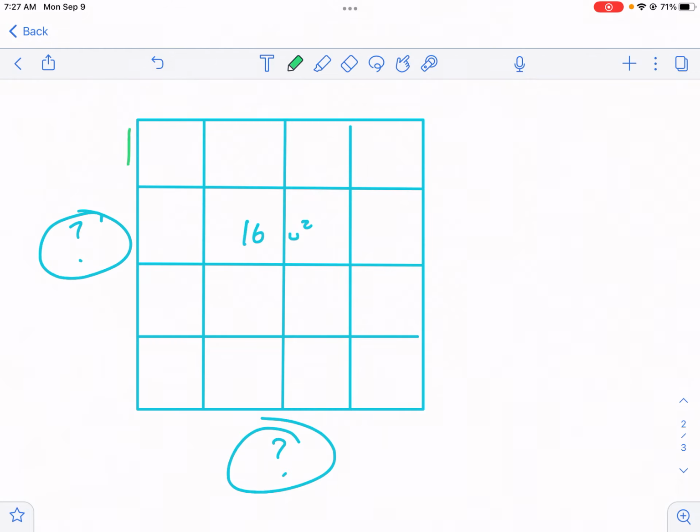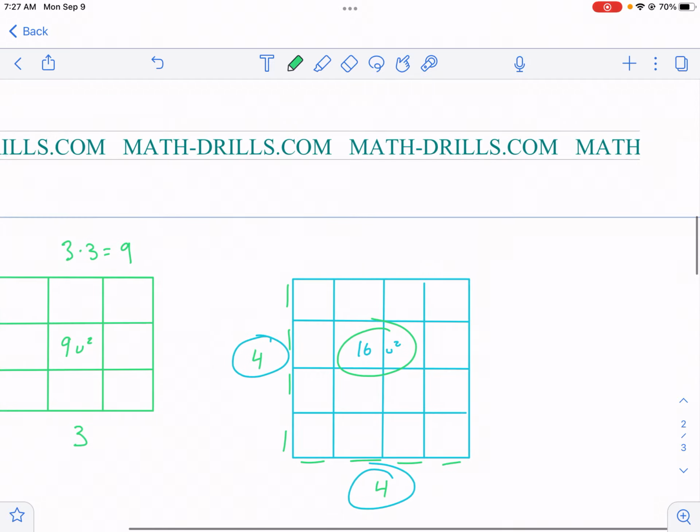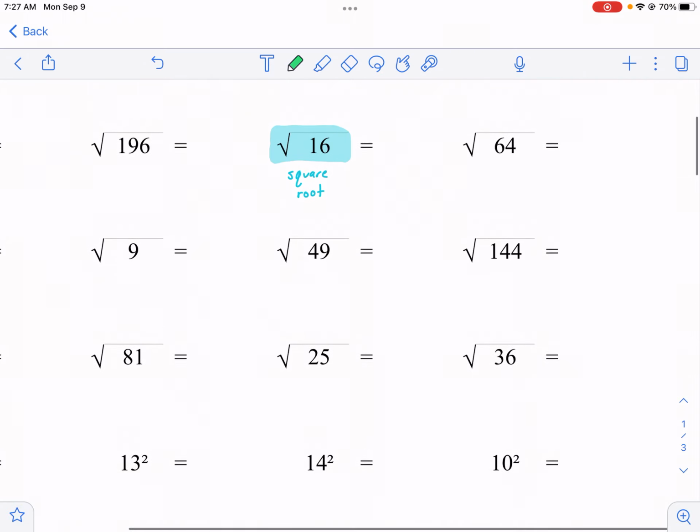So we have 1, 2, 3, 4 units over here. So instead of a question mark, I'm going to put 4. And then this side, 1, 2, 3, 4. If you have a perfect square, you'll have a number that will multiply by itself to equal this number. So what is the square root? The square root is 4.